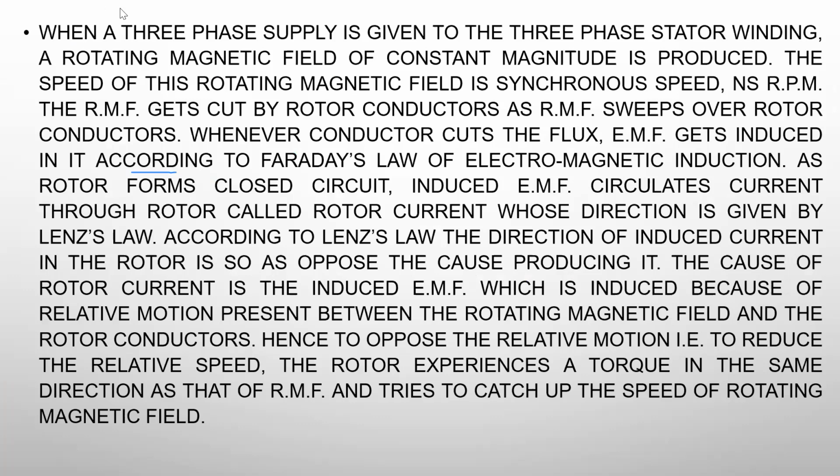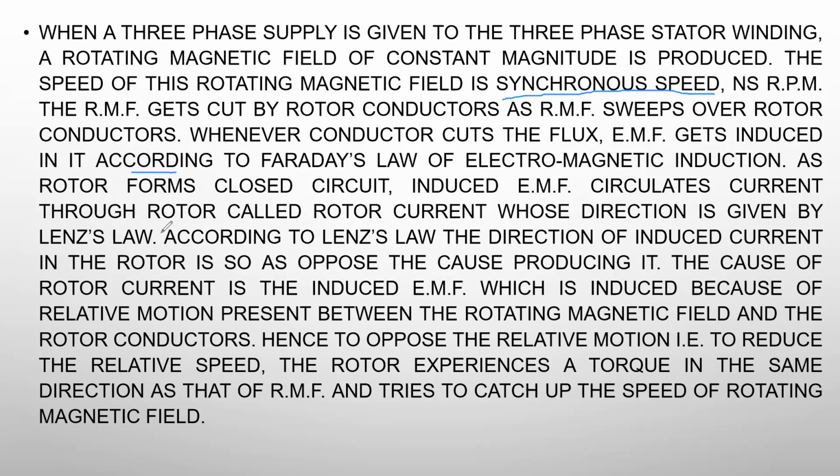When a three-phase supply is given to the three-phase stator winding, a rotating magnetic field of constant magnitude is produced. So RMF is produced. This RMF will be sweeping over the rotor. It tries to move the rotor. So this RMF will be at a constant synchronous speed. So this is called the synchronous speed.